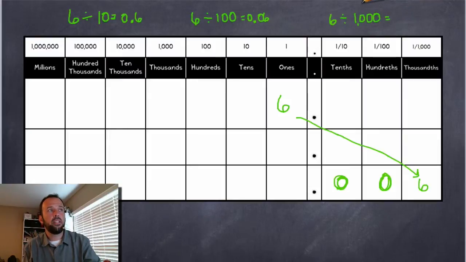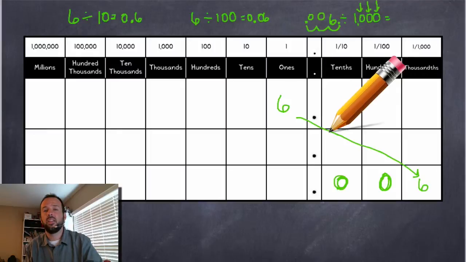Another way to think about it is that you have your 1, 2, 3 zeros. So that means you're going to be moving your number back. Because we're dividing, we're going to be making it smaller by 3 spots. So if I think of the decimal point being right here, I could jump it back 1, 2, 3 spots, and there we go, 6 thousandths.